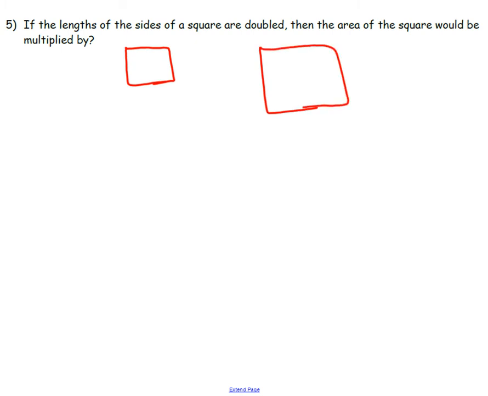Alright. So, sides of a square are doubled. The area of the square would be multiplied by 4. Why 4? Because it has 4 sides. No. What are doubled by 2? Okay. So if the sides are doubled, that means we have a what? Scale factor of 2. Thank you.